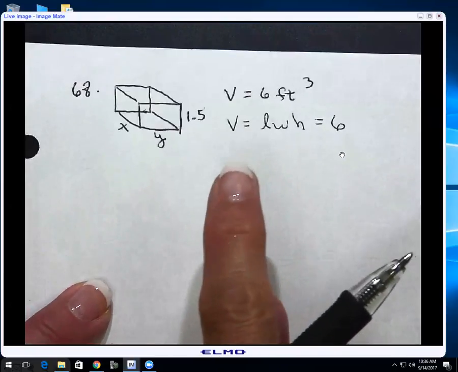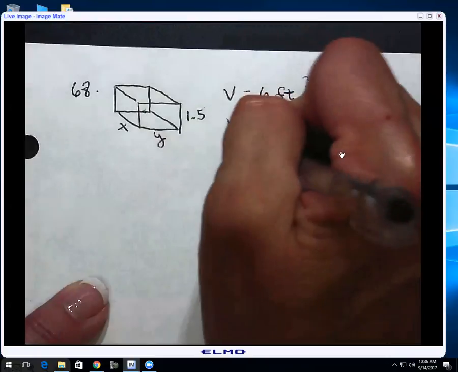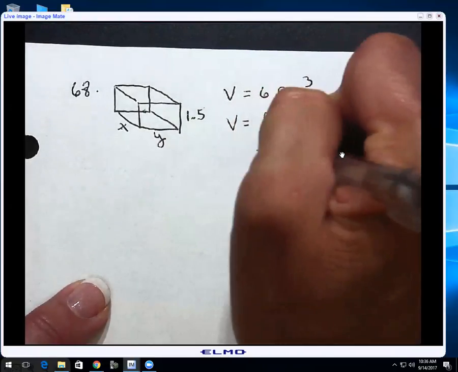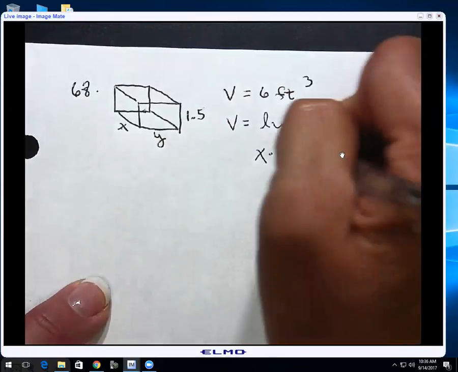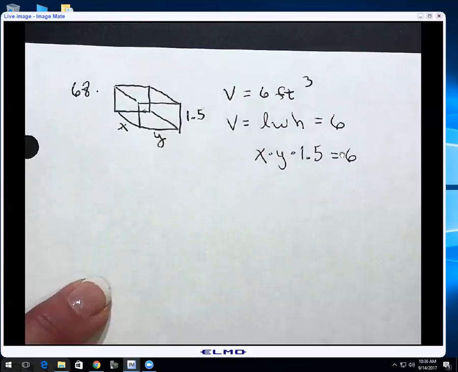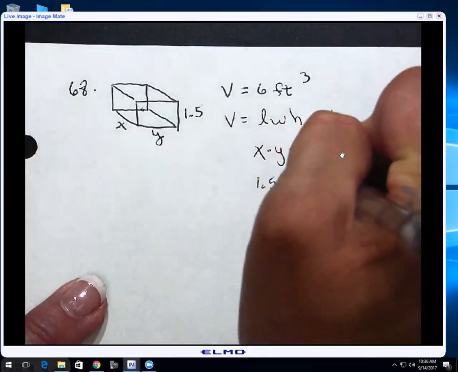What am I using for my length? X. What am I using for my width? Y. What am I using for my height? 1.5. That's just a big ugly way of writing 1.5xy equals 6.